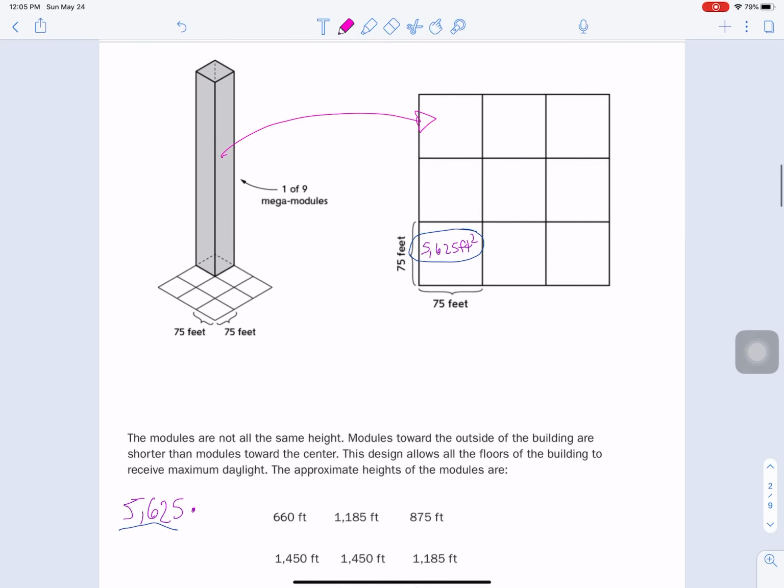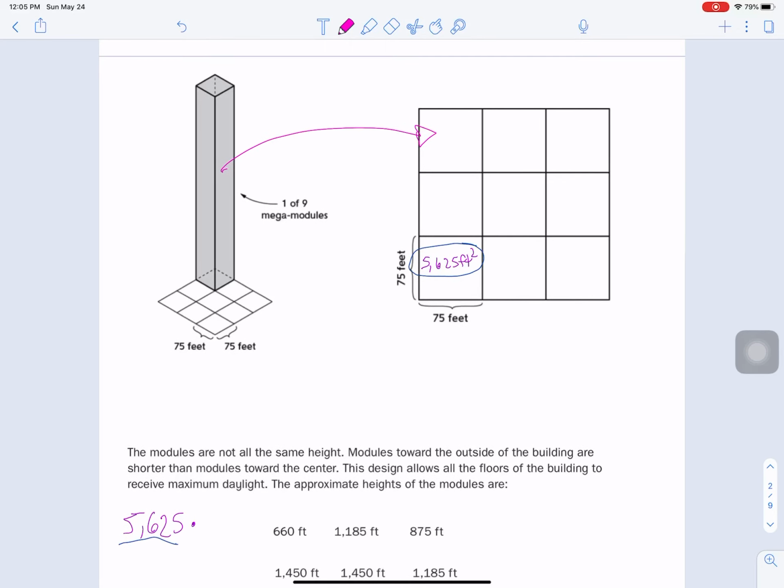And this one, obviously, this picture is not showing you all 9, but imagine how you would build off of each of these bases. So 1, 2, 3, 4, 5, 6, 7, 8, 9 bases to form those different heights and those different volumes. So you're going to figure out the entire volume of this Willis Tower.